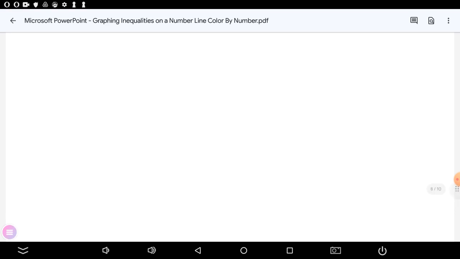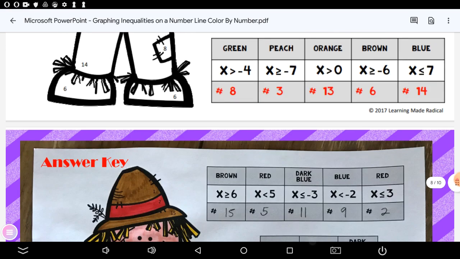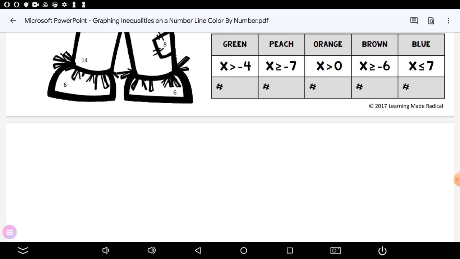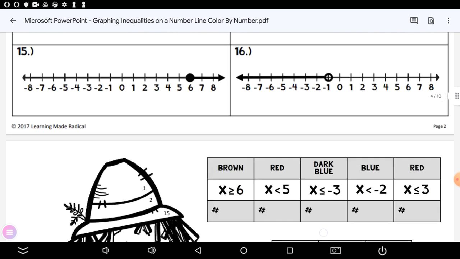Why is it X is less than -2? Who can explain the why? Harper? Because everything that is X is lower than -2. Yeah, all of the shading is less than -2, and the shading represents what? Possible values for X. Yes, the possible values for X.